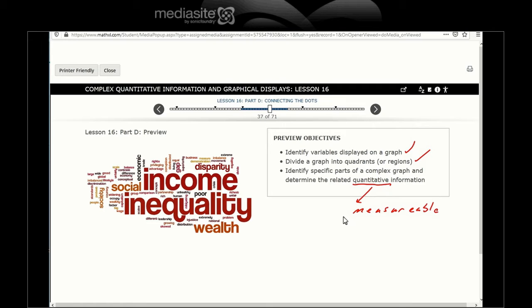Which means we can do something. We can add them up, which means we can find means, medians, standard deviations if need be. Okay, quantitative measurables.